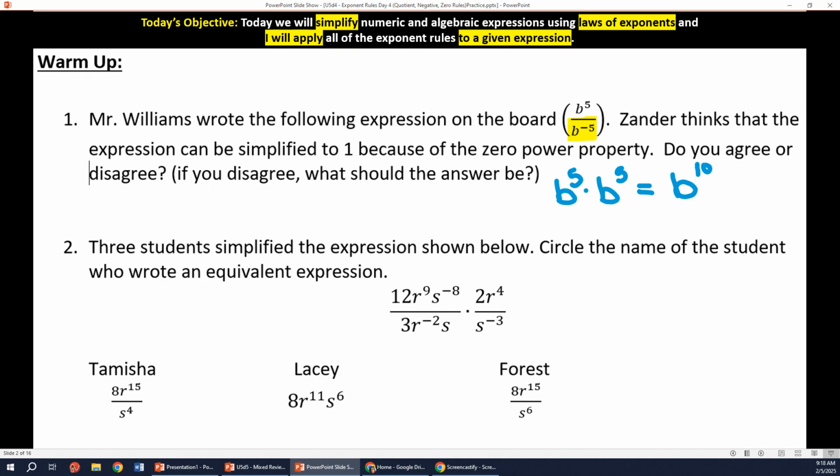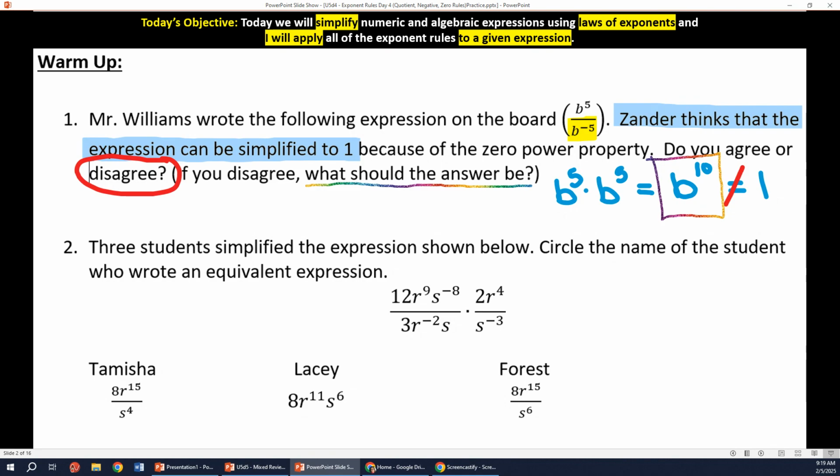So he says it's going to simplify to 1. I am not going to agree to that because I see that it simplifies to b to the 10th. Okay, that is not equal to 1. I am going to disagree. The answer should be b to the 10th.